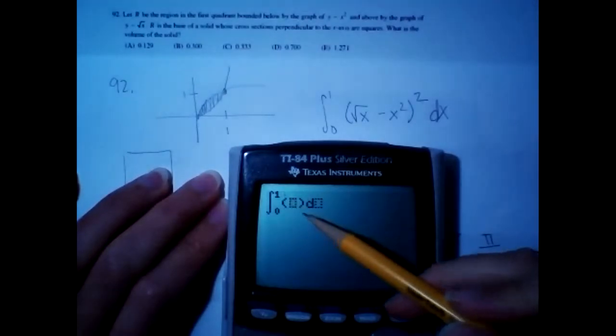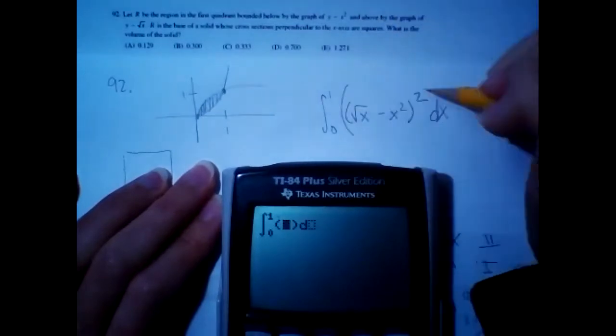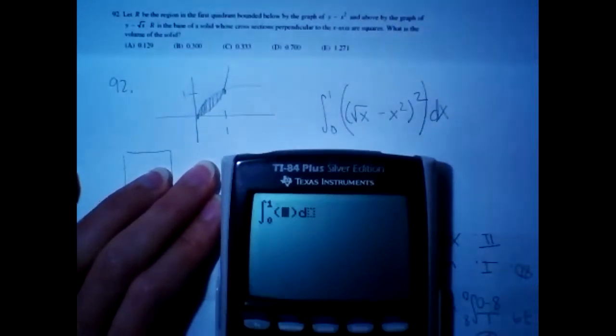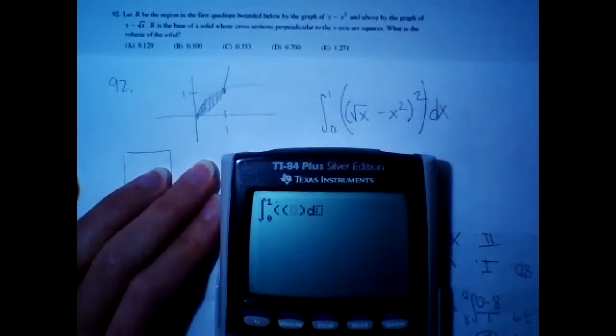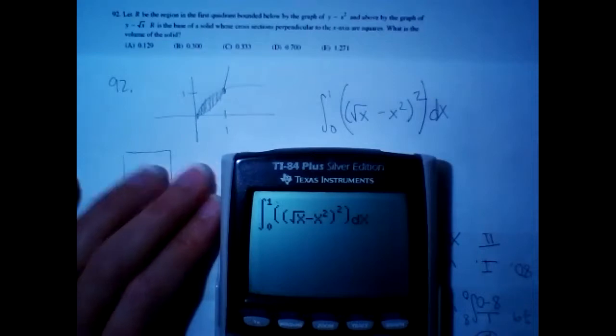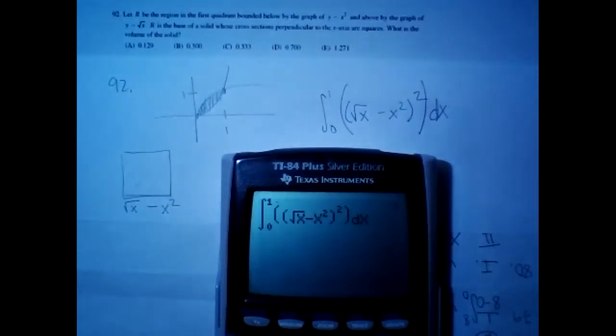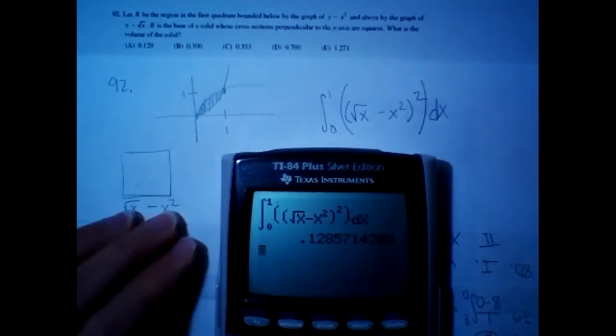And now you have to start your own parentheses. I know it's like, hey, there's parentheses already there. Those parentheses are going to go around the whole thing. You still have to start your own parentheses. So parentheses, square root of x minus x squared, close parenthesis, and then squared. So you do still have to provide your own parentheses inside of that. And that'll give you your answer. So 0.129, again, they're going to round up. So that one is A.